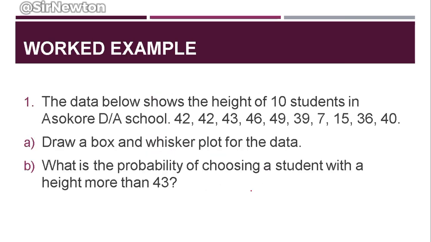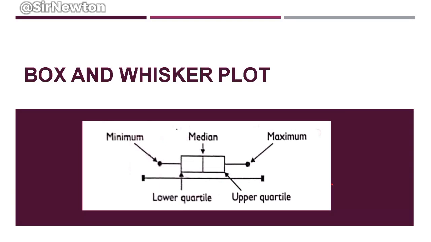Now let's look at this question. We are using this question to demonstrate, or to enhance our understanding of how to draw a box and whisker plot. Now let's read the question. The data below shows the height of 10 students in Asokori DA school: 42, 42, 43, 46, 49, 39, 7, 15, 36, and 40. Our first responsibility is to draw a box and whisker plot for the data. When you are done, we are supposed to find the probability of choosing a student with a height more than 43.